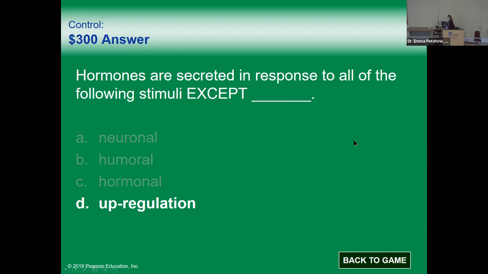Remember that slide ahead. There's neuronal, there's humoral, there's hormonal, all three of those. Hormones can be secreted in response to. Upregulation is not going to directly secrete hormone response. It's just going to increase receptors, right? Okay, 8 more.